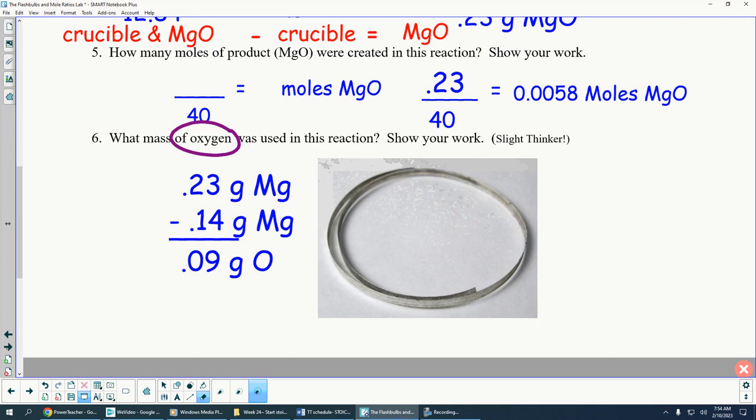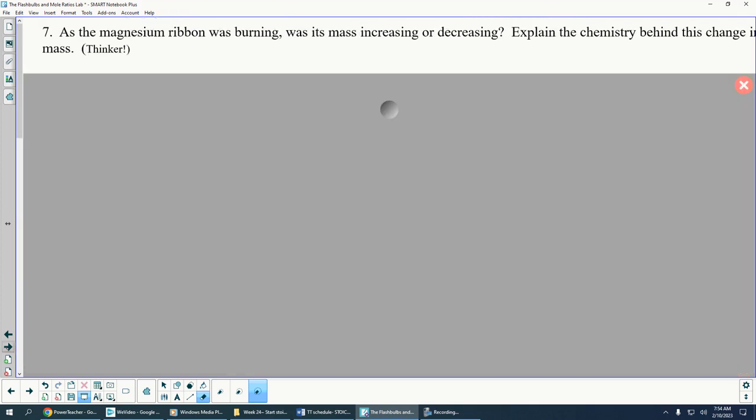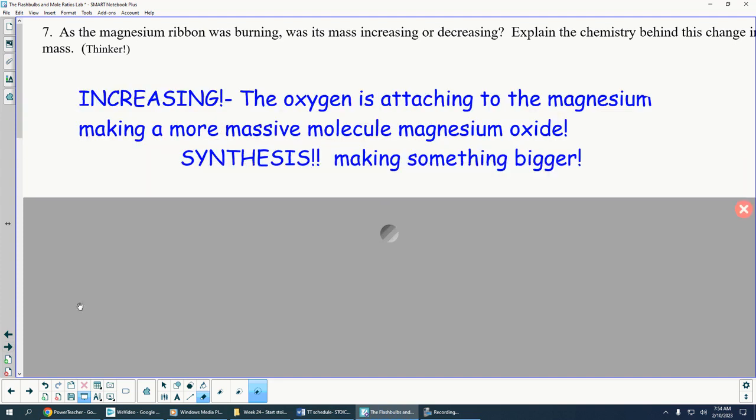All right, on the inside. As the ribbon was burning, its mass was increasing. Where did that mass come from? We said that it's a synthesis reaction. You are adding oxygen from the air. It is latching on to that magnesium, making it more hefty. If you think back to the steel wool question at the beginning of the year where I took that steel wool and I burned it and somehow it became higher in mass, that's exactly what we're doing right now. We're oxidizing metals.